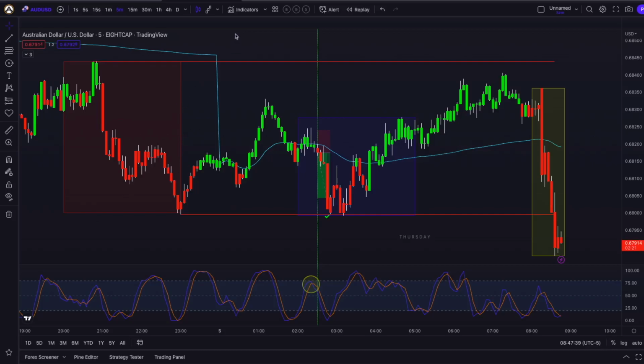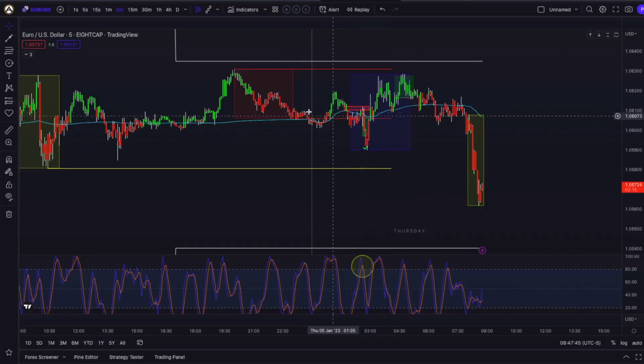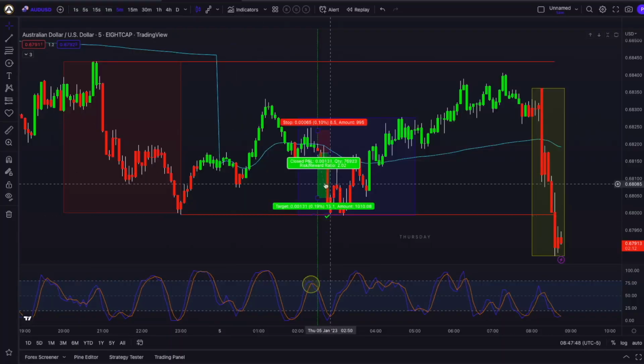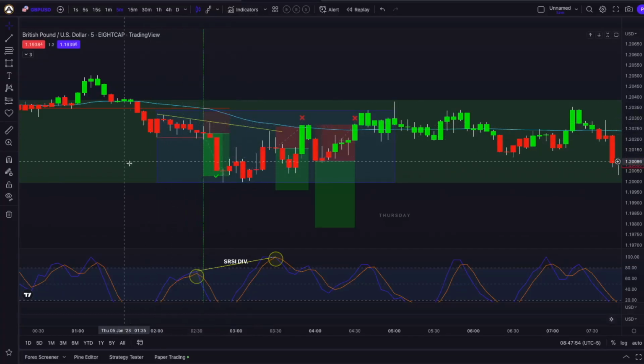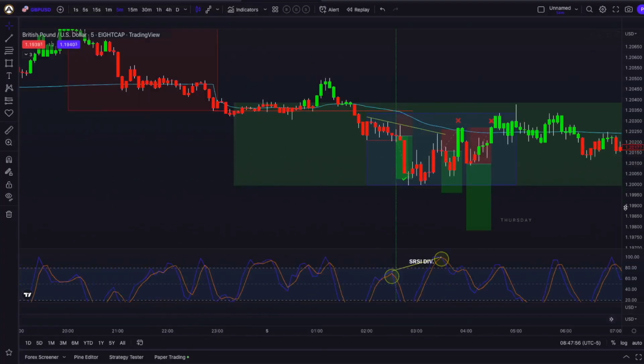Today we're going to be recapping the price action during the London kill zone on the Australian US dollar, on the British pound US dollar, and on the Euro US dollar. The first entry presented itself today after a consolidation on all three charts. Here on the British pound US dollar, let me zoom in here again.